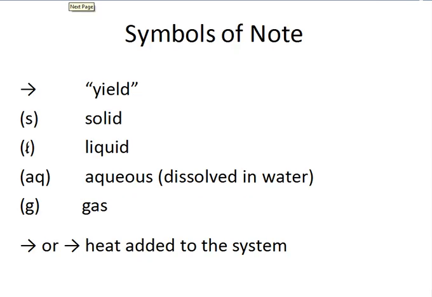The symbols you want to know, you want to get these in your notes too. The arrow means yield. Just spoke about that. S, the little S, will tell you it's in its solid state. This is actually a cursive L. That's how we signify liquid. AQ is aqueous, which means it's a solid dissolved in water. G is gas. And then if you have a delta or heat written over the yield sign, that means that heat was added into the system to help the reaction go.